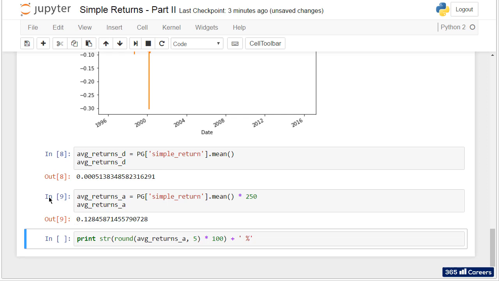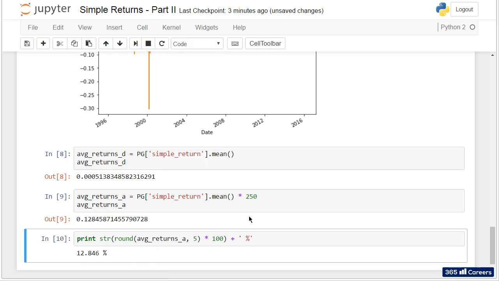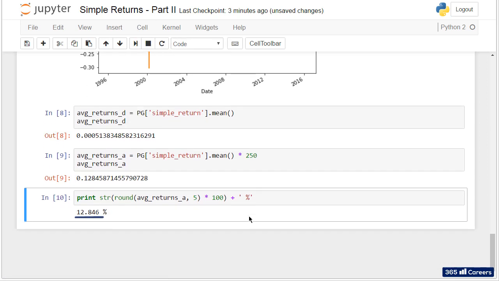Let's round it a little. To make it more presentable, we can multiply it by 100, turn it into a string, and finally add the percentage sign at the end. Here's our great-looking output. In this video, you saw how to estimate simple market returns of a given stock, how to plot it, and how to turn it into a meaningful value that is easy to interpret.